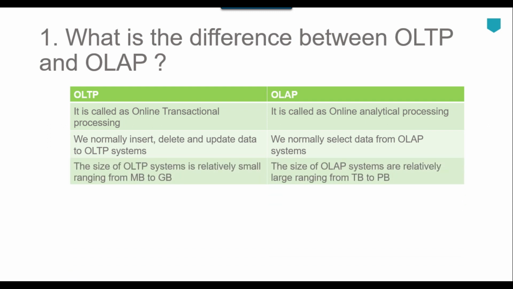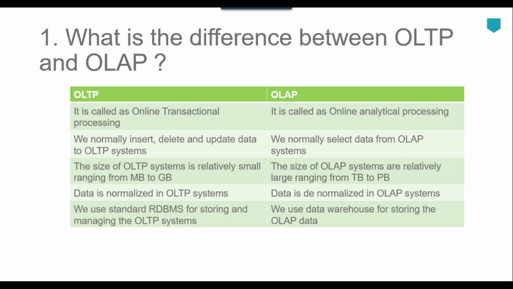The size of an OLTP system is generally small, ranging from some megabytes to gigabytes, while OLAP systems are relatively large, ranging from terabytes to petabytes. Data is normalized in OLTP systems, while data is denormalized in OLAP systems. We use a standard RDBMS for storing and managing OLTP systems, while we use a data warehouse for storing OLAP data. An OLTP system consists of current data, while an OLAP system consists of historical data for analysis.